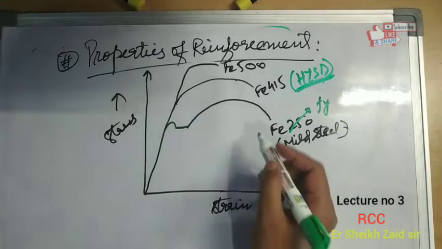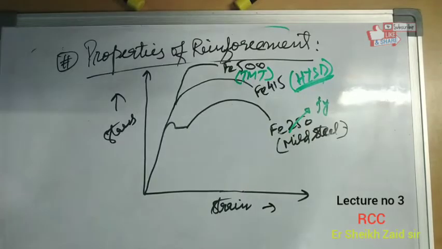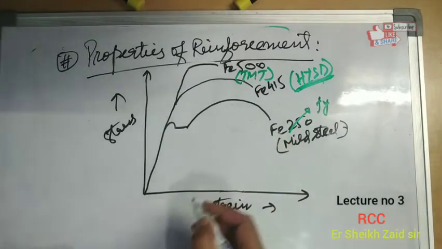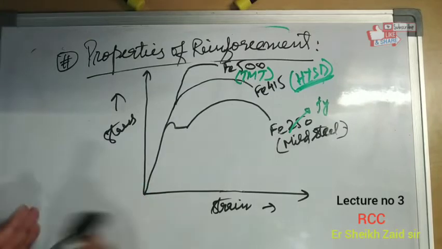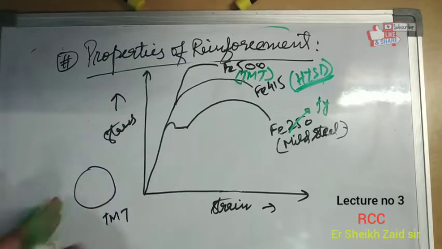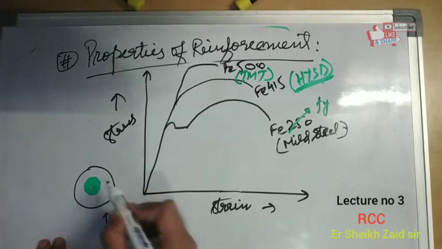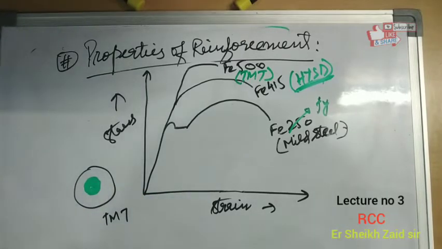Third one is TMT bars, thermomechanically treated. And these bars come in the category of Fe 500. The important point to be noted about TMT bars is that their outer shell has very high tensile strength, but the inner core is soft and ductile. If this is the cross section of a TMT bar, the inner core is very soft. Inner core is soft and ductile.